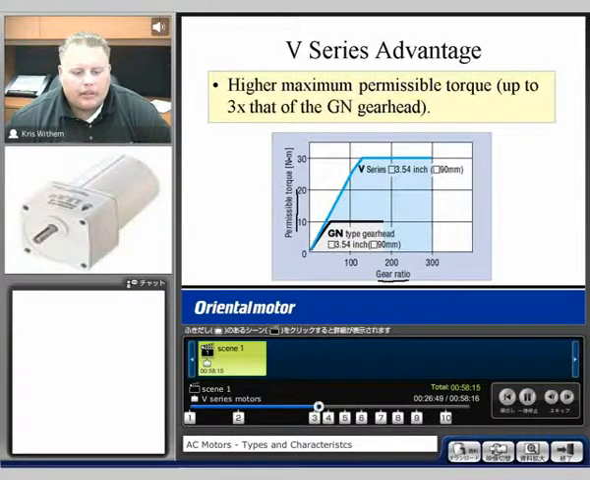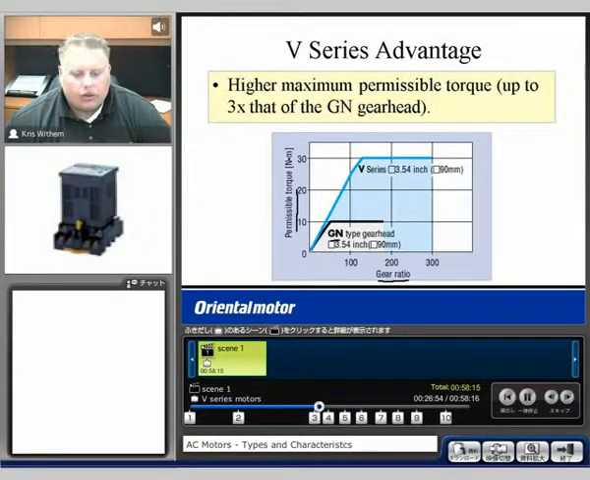Okay, so if we look at, let's say for example, a 100-to-1 gear ratio on the GN style, you're looking at around 10 Newton meters of torque. With the larger bearing, the larger teeth, with the V series at a 100-to-1 gear ratio, you're looking at around 25 Newton meters of torque. So we've more than doubled, about 2.5 times the amount of torque that can be generated with the V series gear head. Higher maximum torque up to around 3 times of that as we start to look into the higher gear ratios.